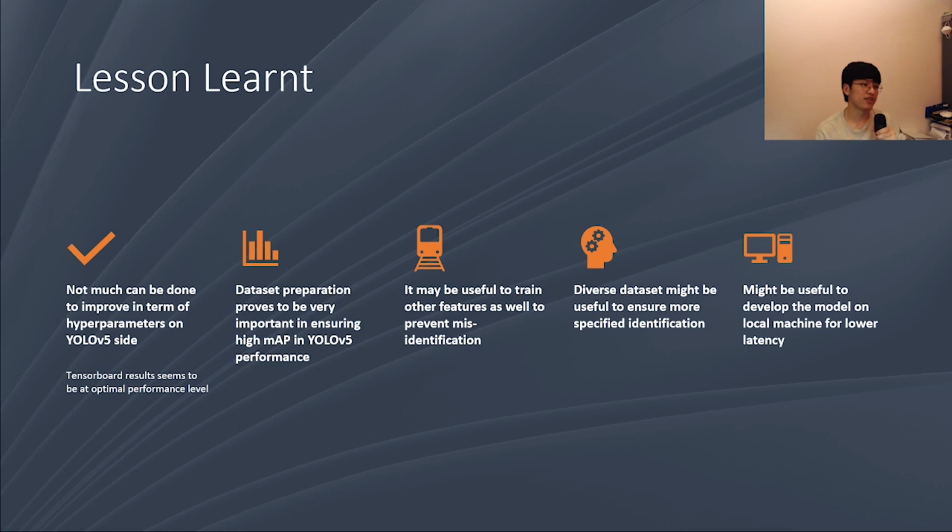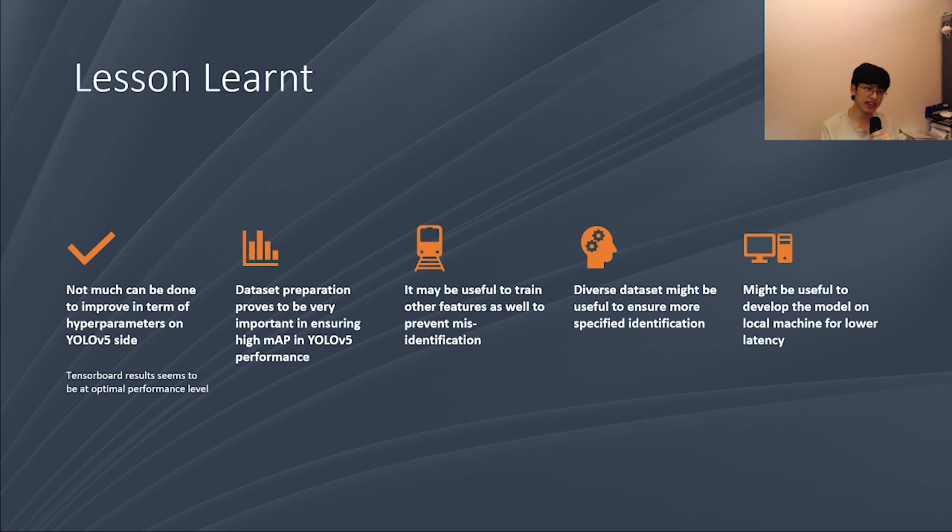So what are the lessons learned? Firstly, we found out that there's not much that can be done to improve in terms of hyperparameters on the YOLOv5 retraining side. Because as you can see from the test results just now, it seems to perform at optimal performance level. This brings us to the second point, which is that dataset preparation proves to be very important in ensuring high mean average precision in YOLOv5 performance.